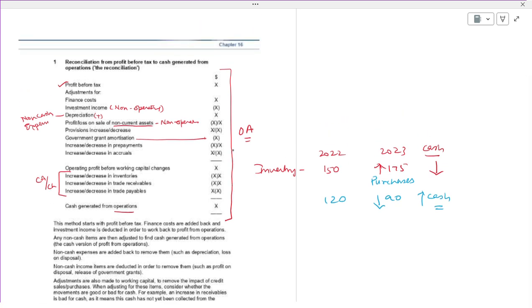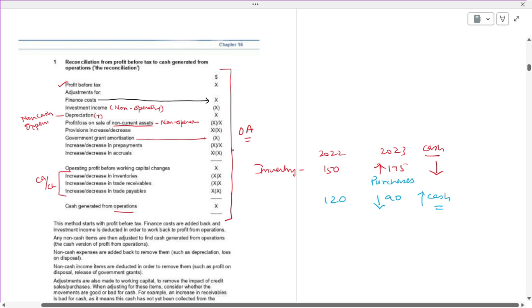Add. Always added. Nothing is there in brackets. Never. But why, doctor? Why is investment income minus? It should be added, right? Because it is an inflow.